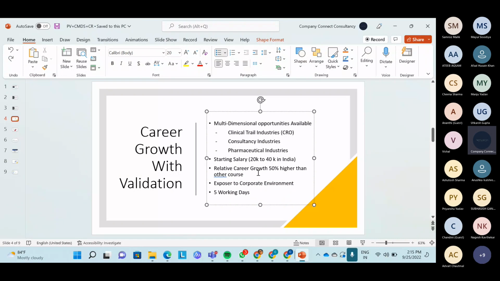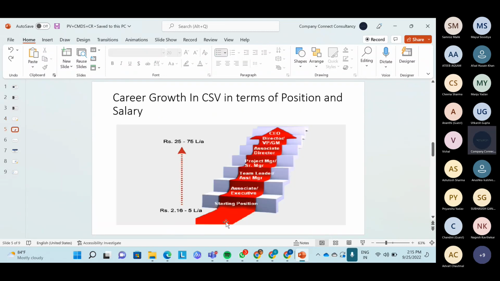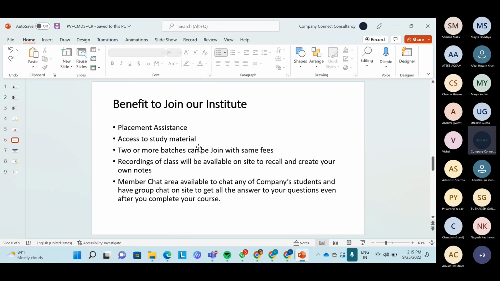Career growth is 50% higher than in other courses, with exposure to a corporate environment, and you can enjoy a 5-day work week. The career growth goes from a starting 2.16 to 5 lakhs per annum to beyond 25 to 75 lakhs per annum with these kinds of courses.